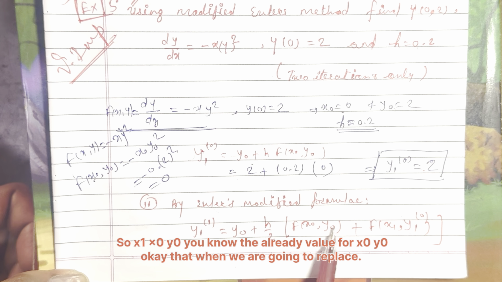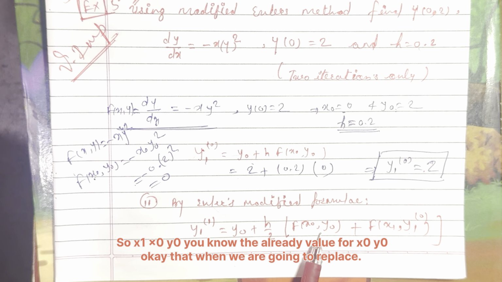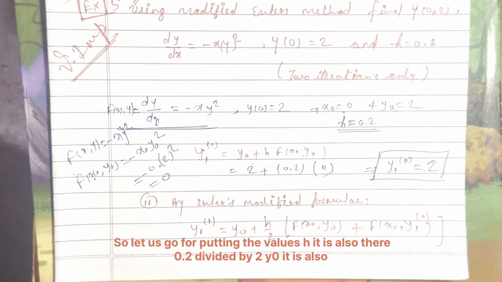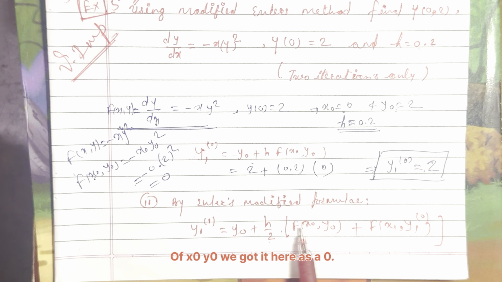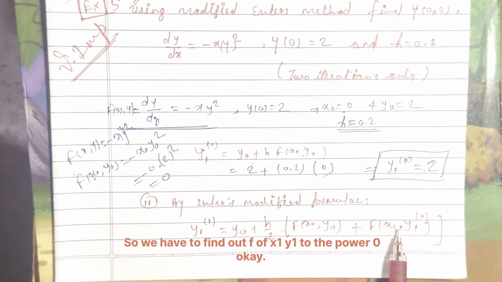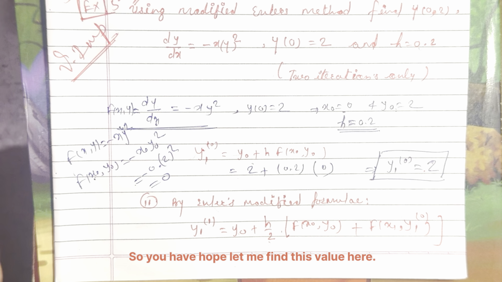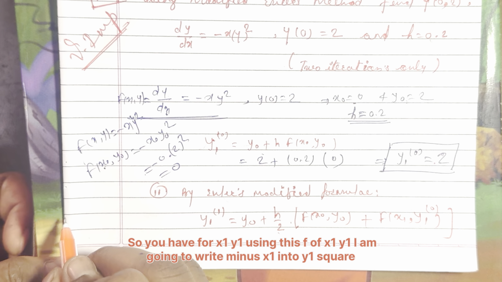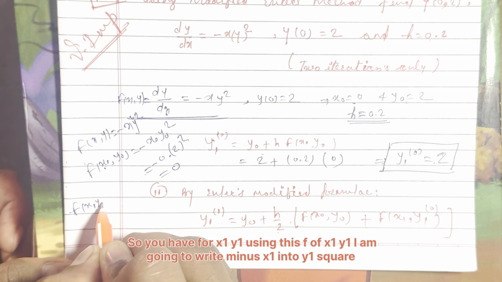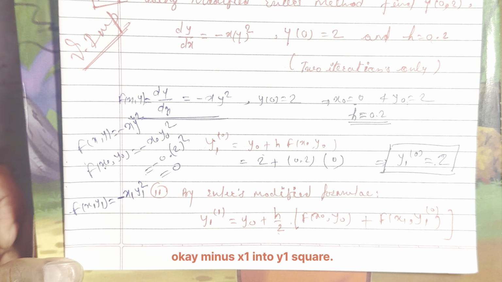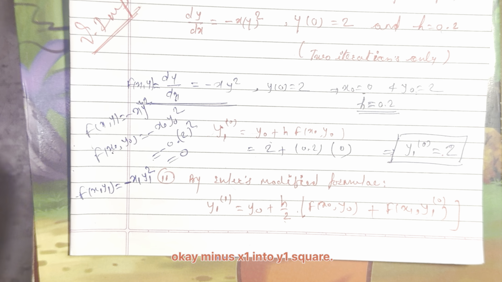You already know the values for x naught, y naught, so we replace them. Putting the values: h is 0.2 divided by 2, y naught is 2, and f of x naught, y naught we got as 0, so this term goes to 0. Now we have to find f of x1, y1 to the power 0. f of x, y is minus x into y square, so f of x1, y1 is minus x1 into y1 square.